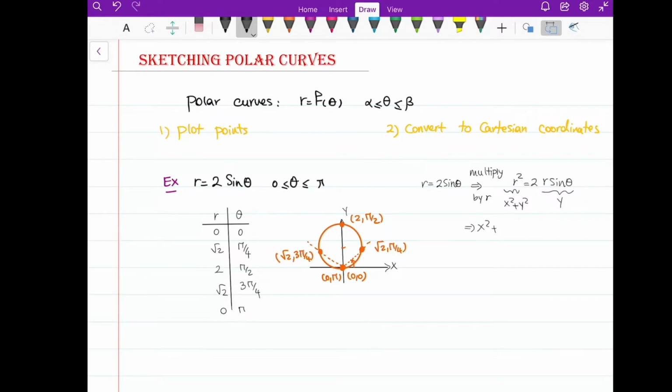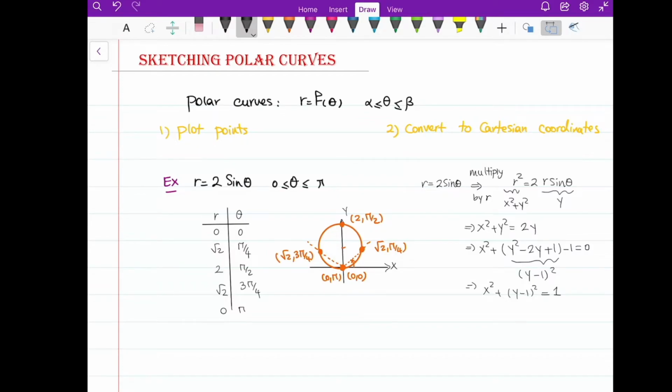I have x squared plus y squared equals 2y. I'm going to bring 2y to the other side. I'm going to add 1 and subtract 1, equals 0, just because I want to make it a perfect square. And you see what I get: x squared plus (y minus 1) squared equals 1.